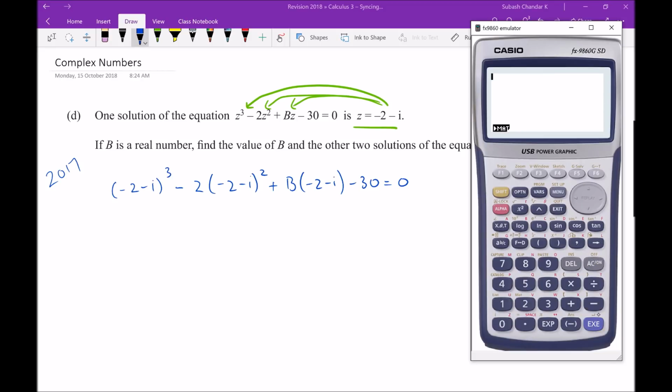Go into your run menu, and this is the important part. If you want to make things really quick for you, I would just go -2 minus i, and I put that equals. Then the answer function in the calculator will now have the value of -2 minus i. So if I press shift answer and equals, I'm going to get -2 minus i. Using this, I'm going to work out the first 2 parts of the equation. My first part of the equation right here is -2 minus i cubed. So I'm going to go shift answer to the power of 3 minus 2 times the answer. And I'm also going to do minus 30 as well, since I'm here.